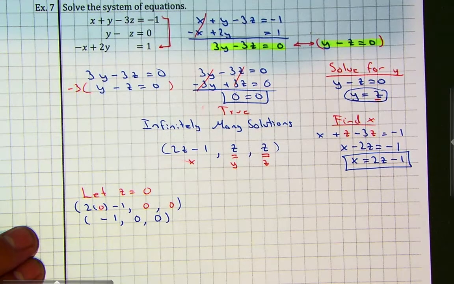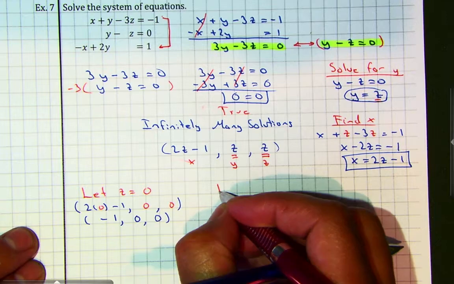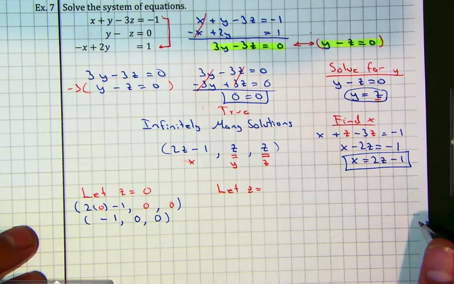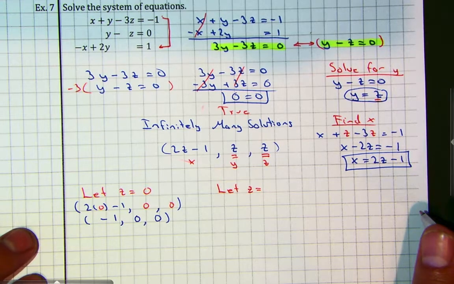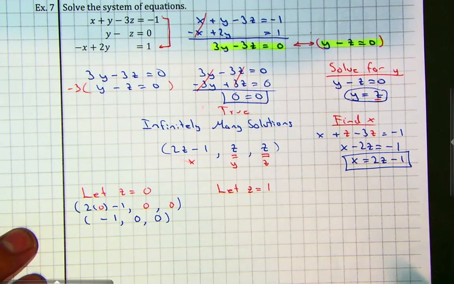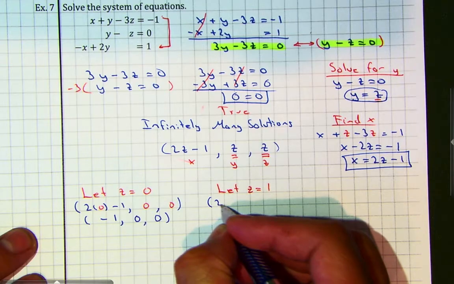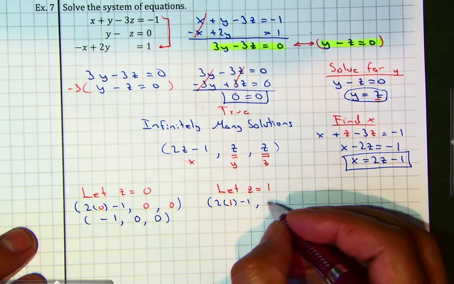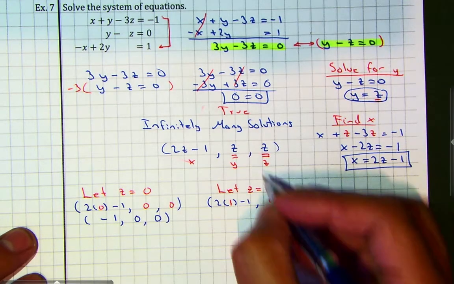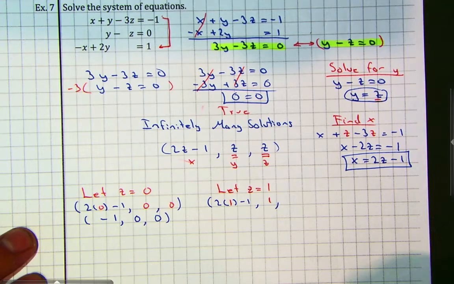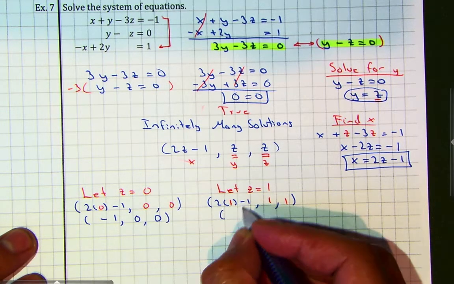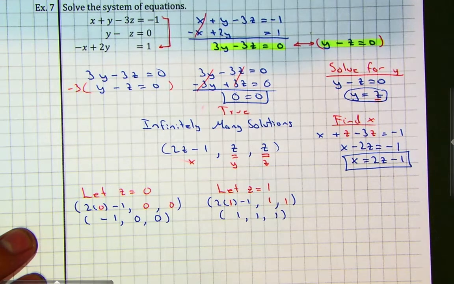Now let's go and find 3 points. Let z equal any number. We can choose 10, 20, 1,000. I'll plug in a 1. So x will be 2 times 1 minus 1. The value of y is z, which is 1. The value of z is z, which is 1. So that gives me 2 minus 1 is 1, so 1, 1, 1 is another solution.